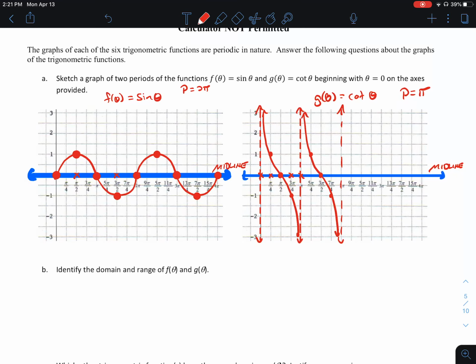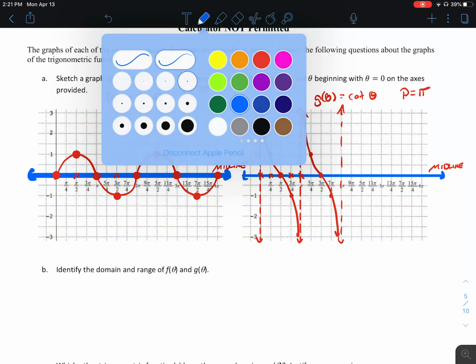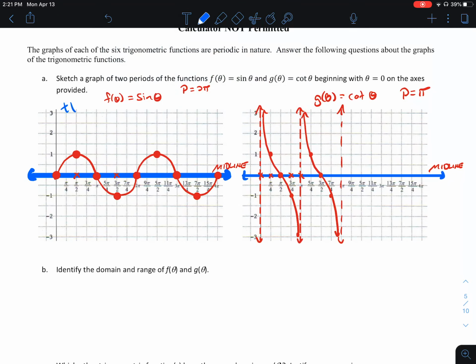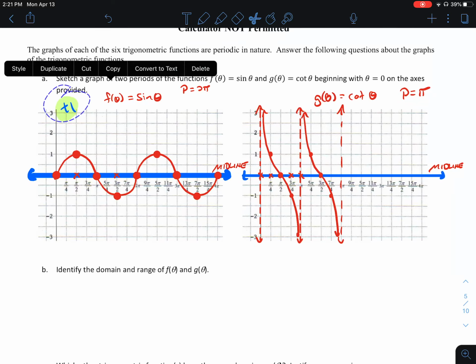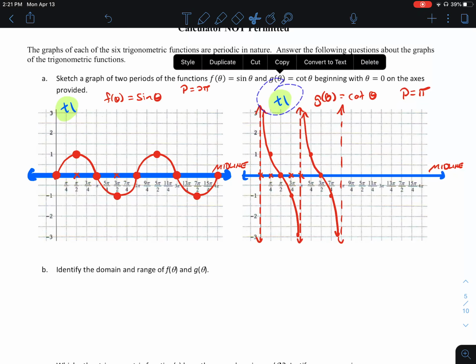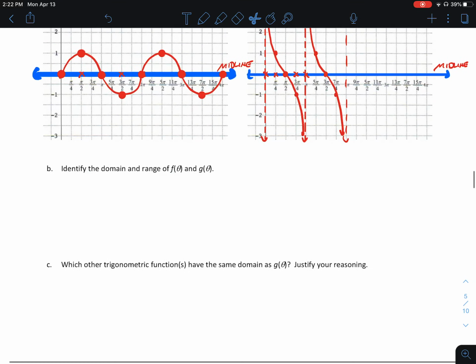As far as points go for this, you would get 1 point if you graphed sine correctly, and you would get 1 point if you graphed cotangent correctly.